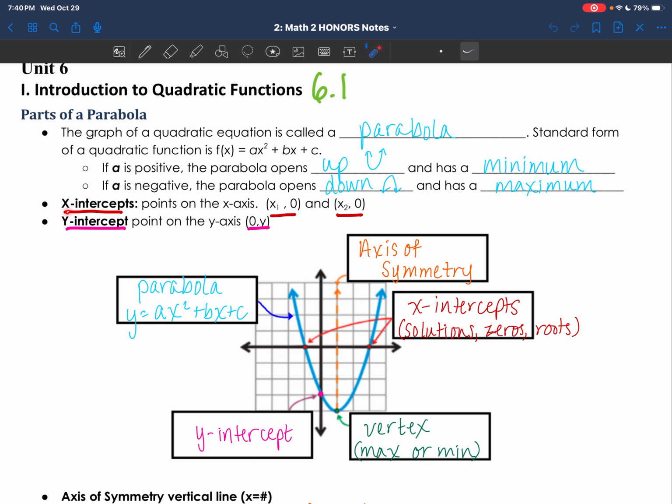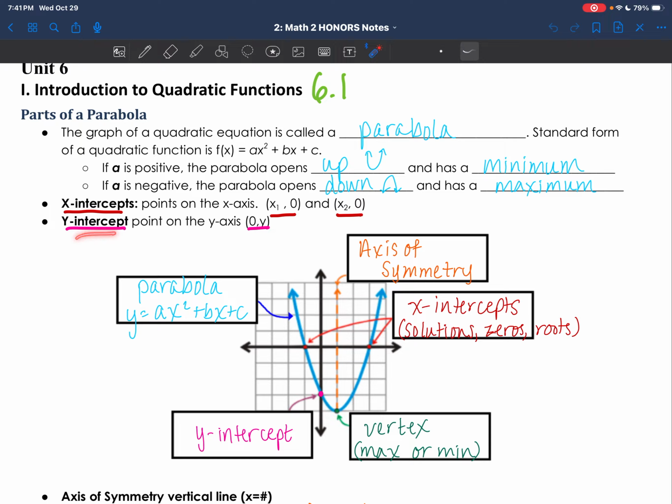The next thing are x-intercepts, and those are points on the x-axis. So remember, you write them as your x, and then your y is going to be 0. So you write wherever the x-intercepts are and y is 0. So if you look on your graph here, these are the x-intercepts. And they're also called solutions, zeros, roots. Those are all different names for x-intercepts.